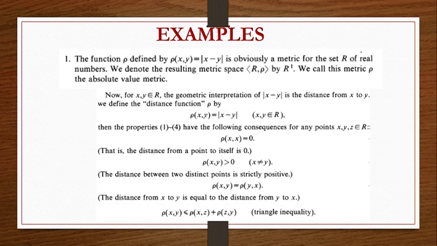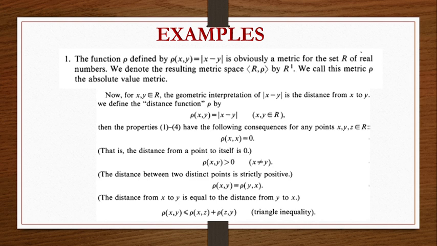So these are the examples for the metric space. The function rho is defined by rho of x comma y is equal to the absolute value of x minus y. The set is the set of real numbers. So in the real number set, we define a metric as the absolute value of the difference between 2 points x and y. Now let us check the four axioms. The modulus value, the absolute value, is always non-negative. It should not be negative.